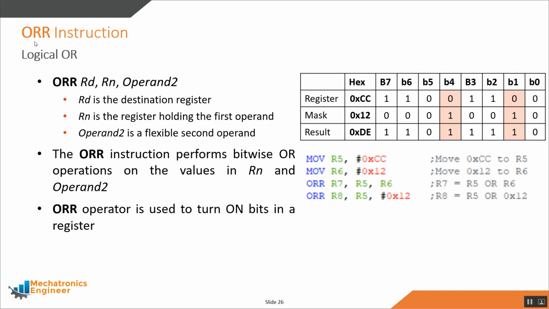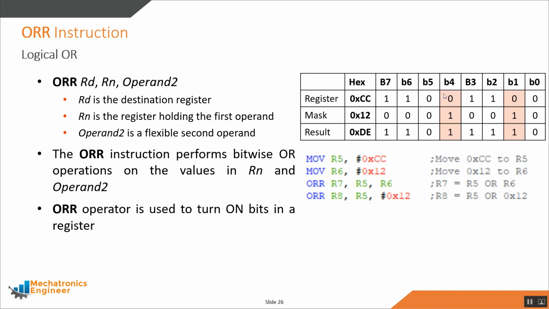This logical data processing instruction performs logical OR operation. It performs bitwise OR operation between its two operands and stores the result back to destination register. This OR instruction is used to turn on particular bits in a register. Let's look at this example.